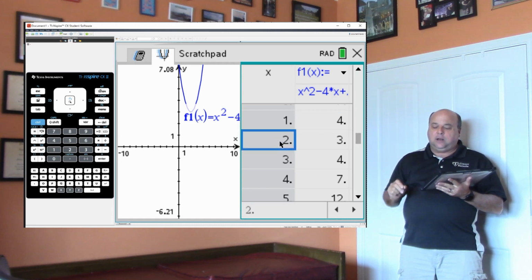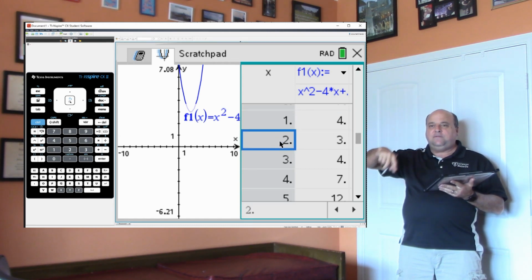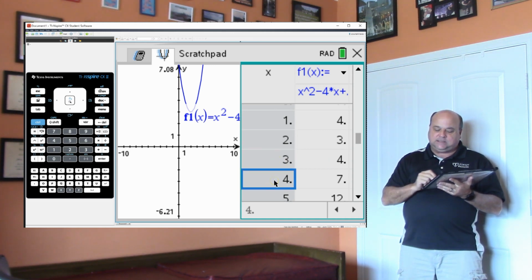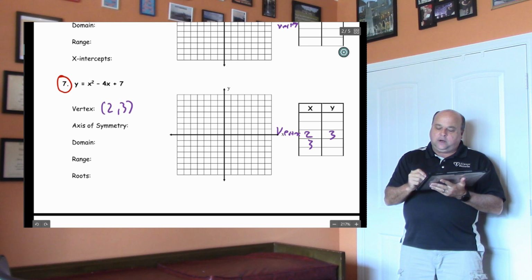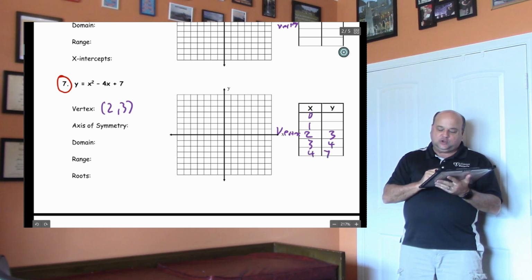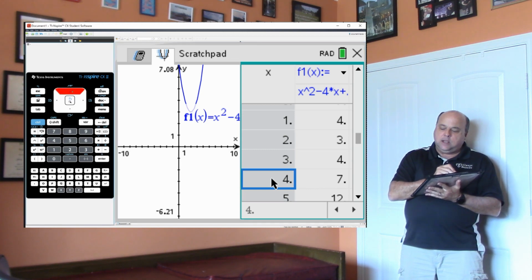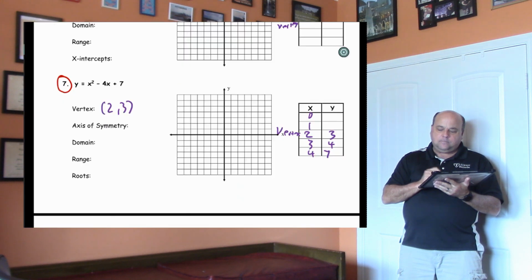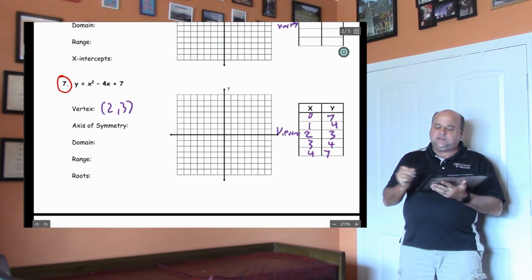(2, 3) was in the middle of it, right? I need 2 dots above it and 2 dots below it. So 3 is going to be 4, and 4 is going to be 7. So I'm going to have 3 is 4, and 4 is 7. Then I need my 1 and 0 done. So I'm going to go back and hit the up button. And notice the 1 and 0 are going to be the same numbers, aren't they? Okay? So this is going to be 7, and this is going to be 4.